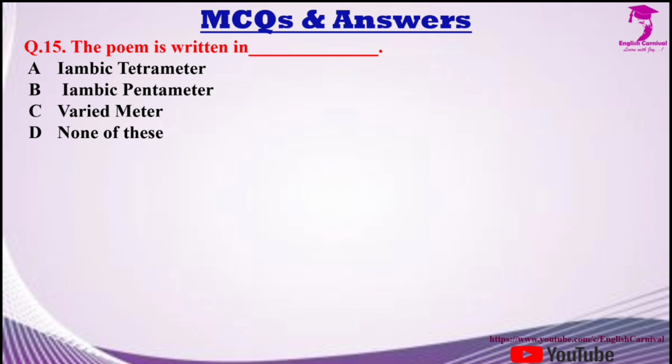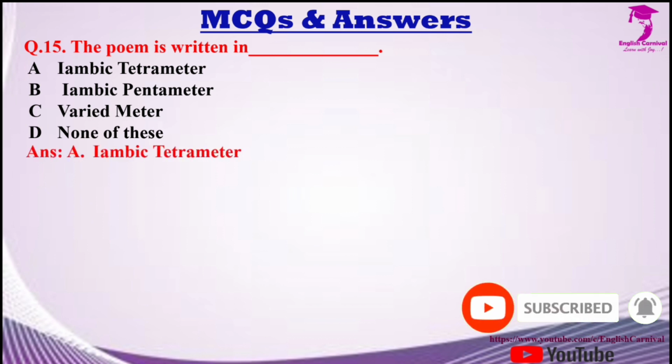Question number 15 we have, the poem is written in dash. Options are A. iambic tetrameter, B. iambic pentameter, C. varied meter, and D. none of these. The correct answer is A, that is the poem is written in an iambic tetrameter.